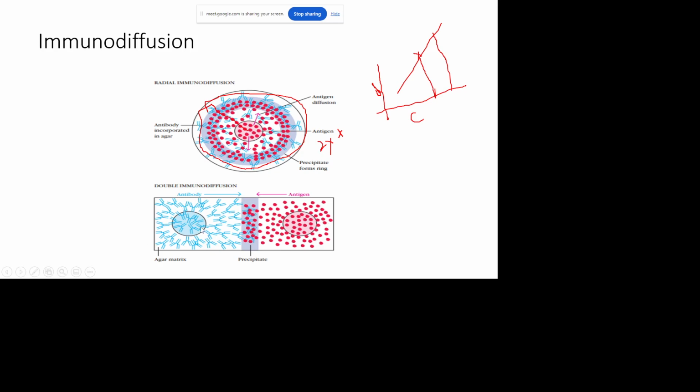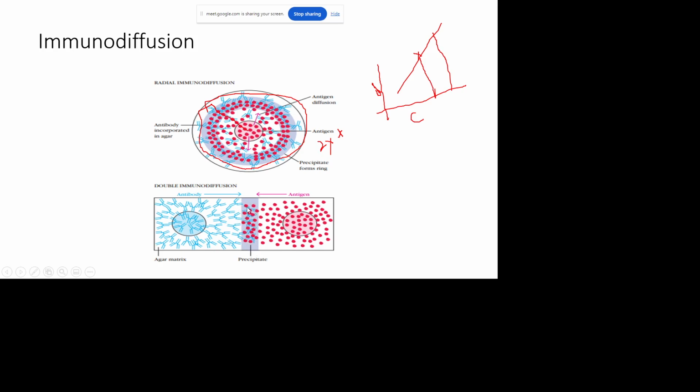Okay. So this is your agar matrix. On the left side, in the well, antibody is provided, and in the right well, antigen is provided, and they are allowed to migrate through this agar matrix. So antibody will migrate from this well, antigen will migrate from the right well, and when they meet here in equal concentration, this meeting point, which contains equal concentration of antigen and antibody, will make a precipitation line, right?